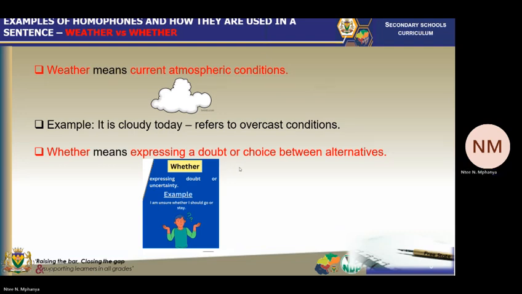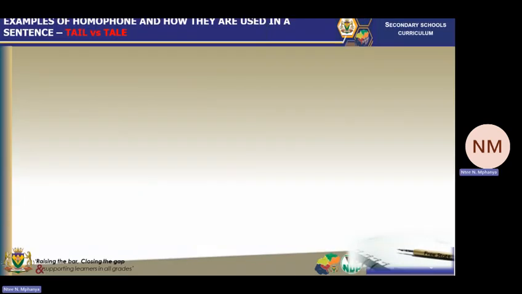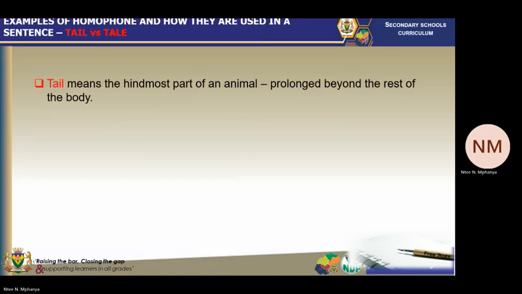Another example of homophones. A tail versus a tale. Look at the spelling. One is T-A-I-L, while another one is T-A-L-E, but both of them have got a T and L as part of the letters that form the word. The tail, the first one here, means the hindmost part of an animal, prolonged beyond the rest of the body.